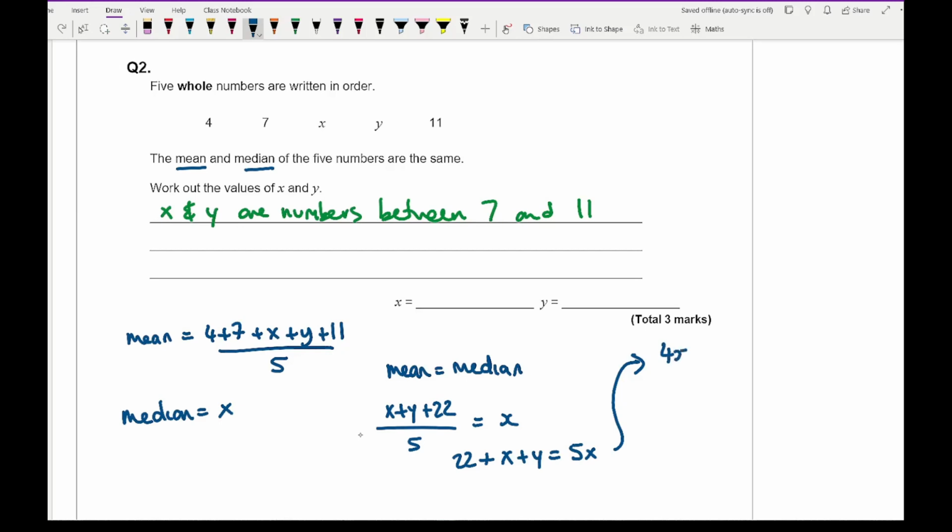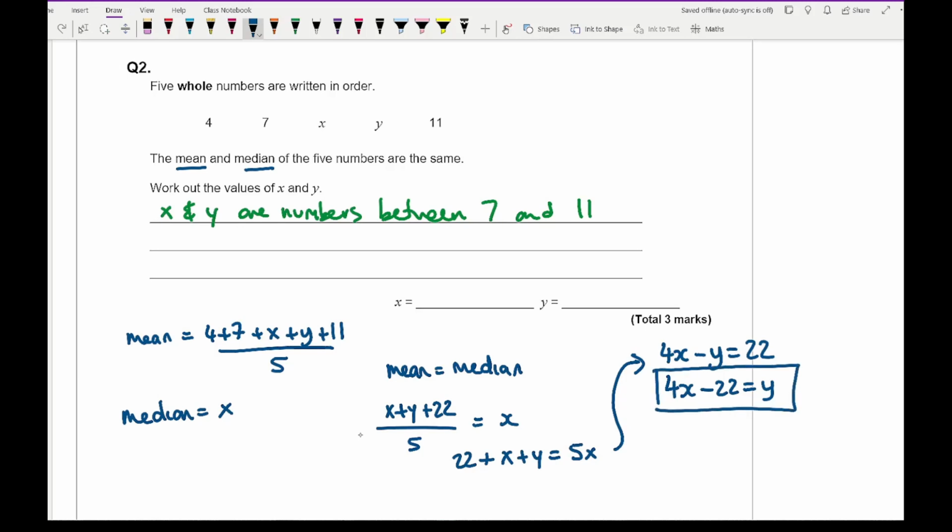I'm going to end up with 4x minus y equals 22. I'm going to end up with 4x minus 22 equals y. And they're the two possible equations that I could have. So taking any of these, what I'm going to do is take this one here.